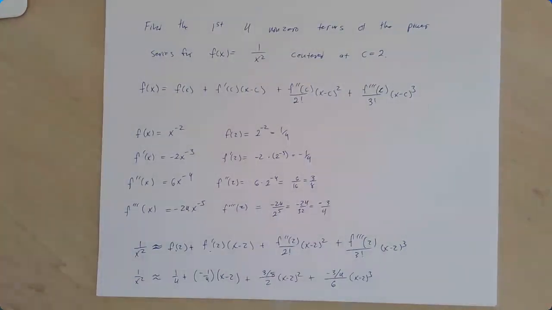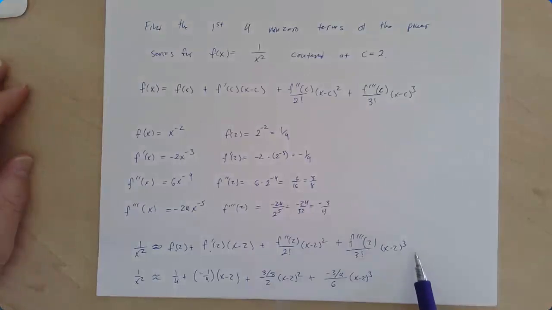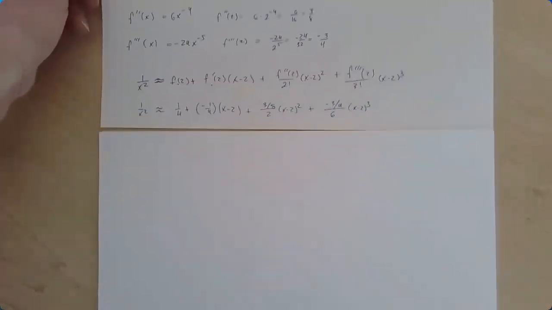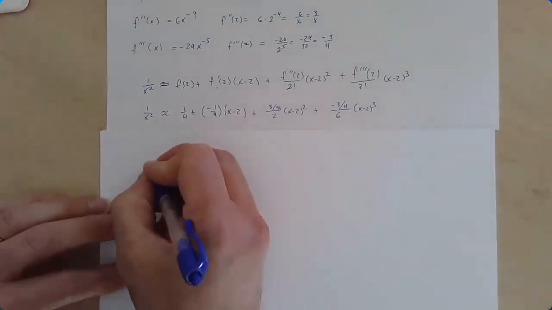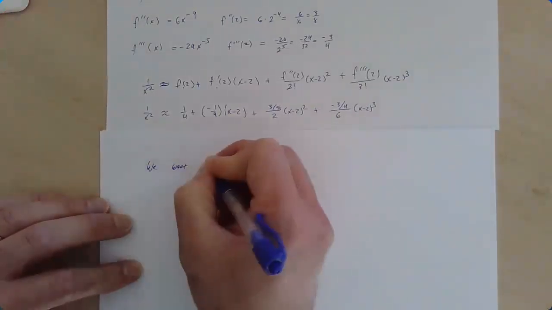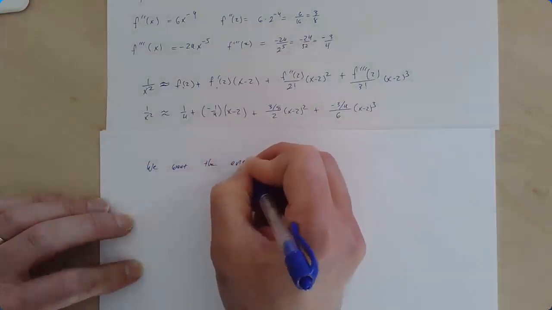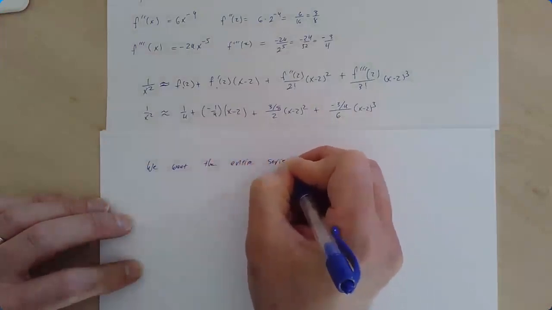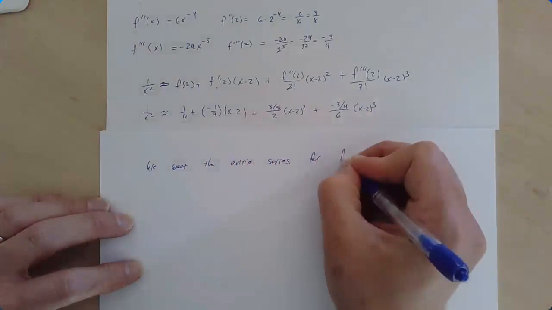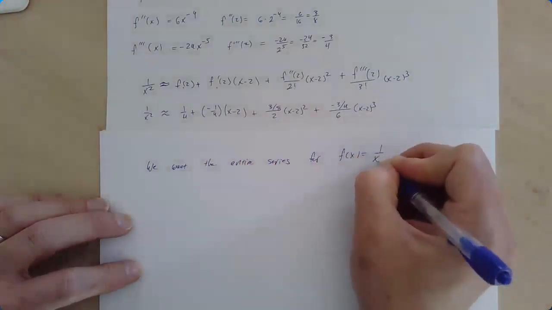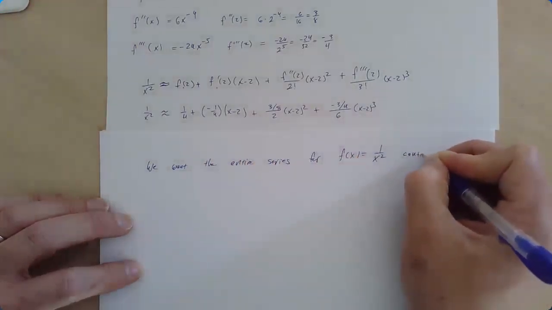On the other hand, if we want the entire series, then we kind of need to do a different thing. I don't know what the next term is going to be without doing the same sort of work. So let's go back and say, now we want the entire series for f of x equal to 1 over x squared, still centered at 2.